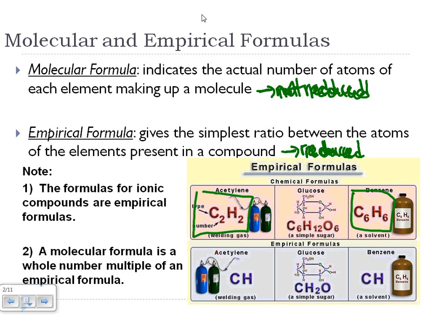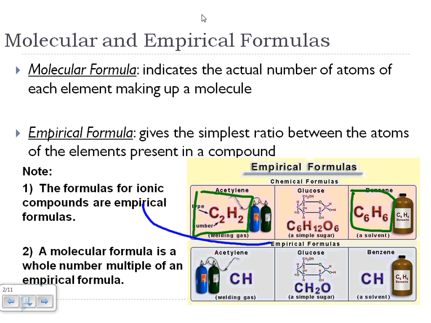So basically, all you need to know from here is that your empirical formula is your molecular formula reduced. Or your empirical formula is also what we use in ionic compounds. So remember, when we name ionic compounds, if we're doing our crisscrossing, we also have to remember to reduce. So if we reduce, it's an empirical formula. If we don't reduce, it's a molecular formula.